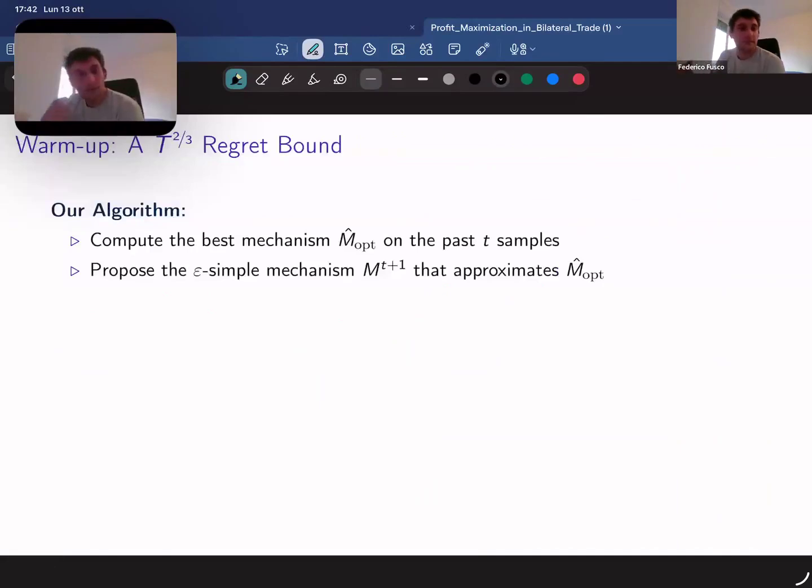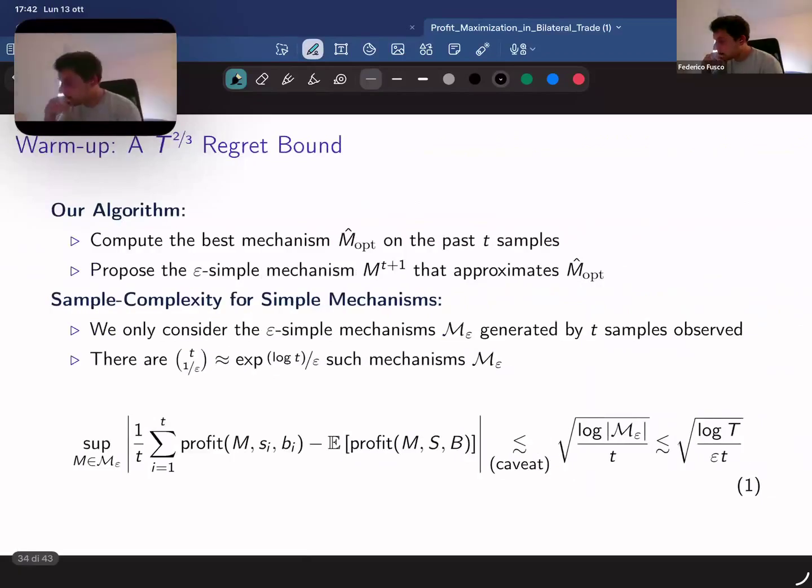So now the question is, what is the convergence rate that we can guarantee? In a certain sense, we are reducing the problem to an offline problem. I give you t samples, what is the precision that you can achieve within this family? Okay, so let's start to do some math. If I have t samples, then I'm only interested in learning the epsilon simple mechanisms that are induced by these samples. What do I mean by that?